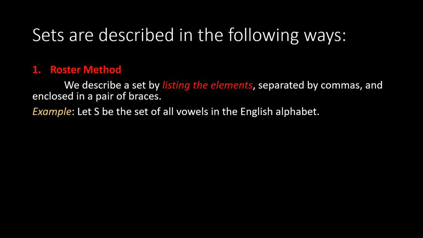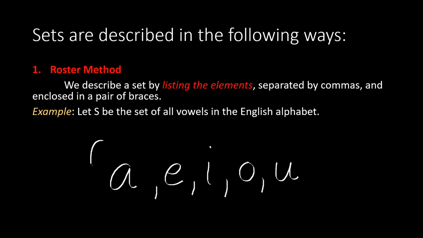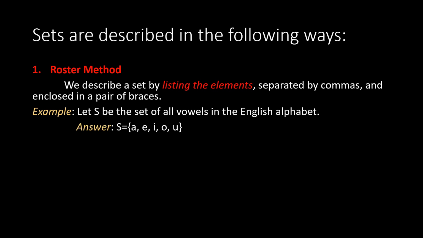We're going to identify the elements. So the elements are A, E, I, O, U. And then you're going to separate these by commas and enclose them in a pair of braces. So the following is the answer.